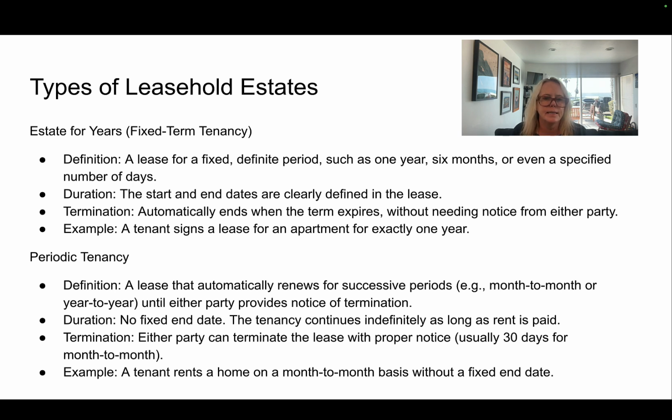A periodic tenancy is a tenancy that automatically renews for successive periods, so month to month or year to year, or until either party provides notice of termination. So a periodic tenancy, most common in California, is going to be the month-to-month tenancy. There's no fixed end date, and so the tenancy continues indefinitely as long as the rent is paid on time and on a consistent basis. Either party can terminate the lease with proper notice. Generally, it's 30 days. So a tenant who rents on a month-to-month basis would be an example of a periodic tenancy.